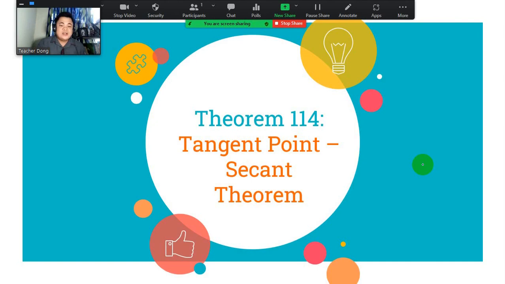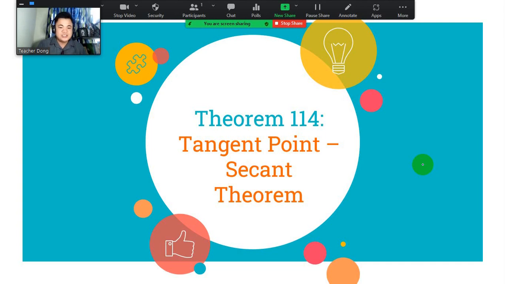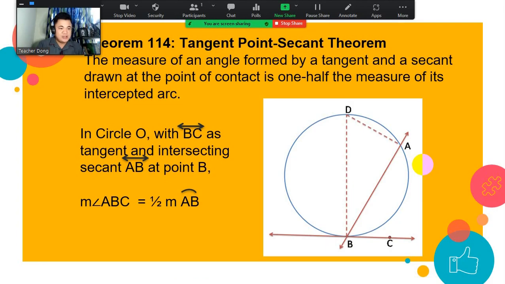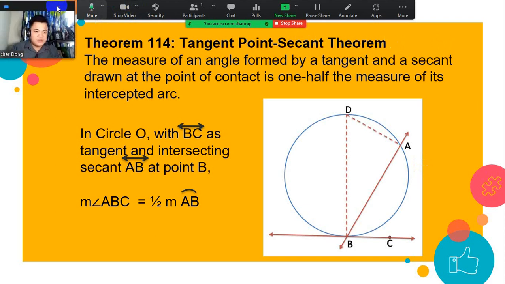Next, let's talk about Theorem 114, tangent point secant theorem. Don't worry, this is very easy because it's just similar with Theorem 97, inscribed angle theorem, or inscribed angles theorem. So Theorem 114, we call it tangent point secant theorem. So we are talking about a tangent and a secant. Okay, so the intersection of tangent and the secant is on the circumference of the circle.